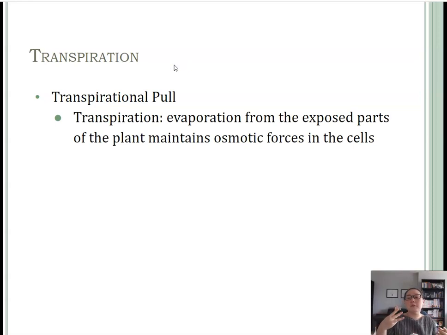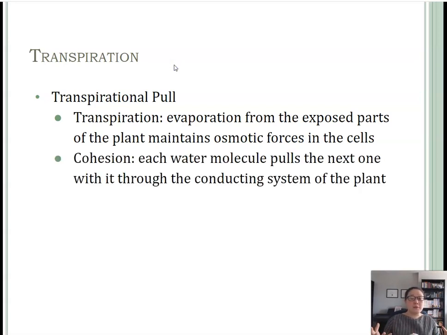Transpirational pull can also be divided into three separate forces or three separate factors that pull it together. One of them is transpiration, and transpiration is the evaporation of water from the leaf. So remember how you had those stomata and water is able to leave the leaf through them, gases are able to come through? Well, the process of water diffusing from inside the leaf to outside the leaf is referred to as transpiration. So that whole process of water leaving the leaf through the stomata is transpiration.